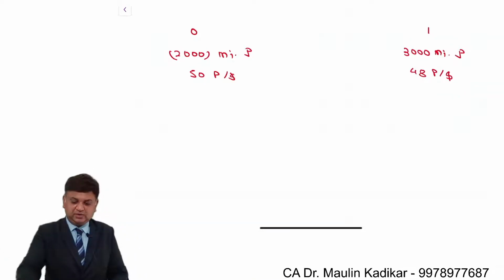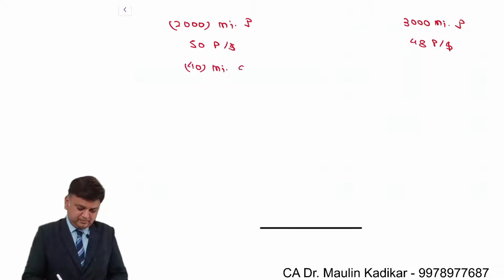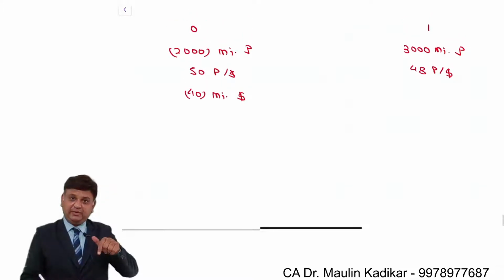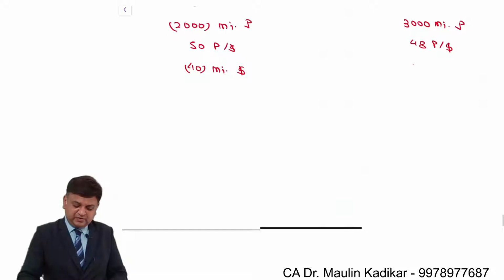Please use your calculator. 2,000 million divided by 50 comes to $40 million. That is the investment to be made right now. Then 3,000 divided by 48 is $62.5 million, to be received after 1 year.